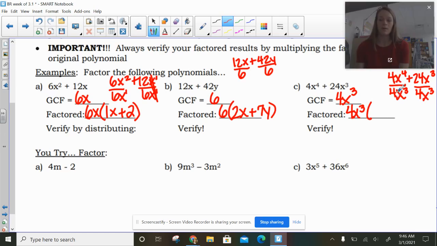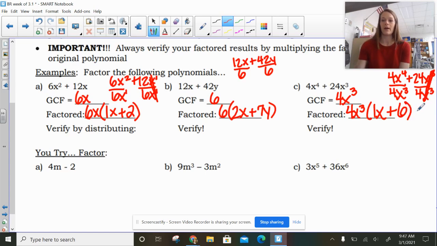4 divided by 4 is 1. X to the 4th divided by x to the 3rd, you subtract 4 minus 3, and you get 1. So it's just an x. 24 divided by 4 is 6. And then x to the 3rd divided by x to the 3rd, 3 minus 3 is 0, so those will cancel out. And that would be your answer.